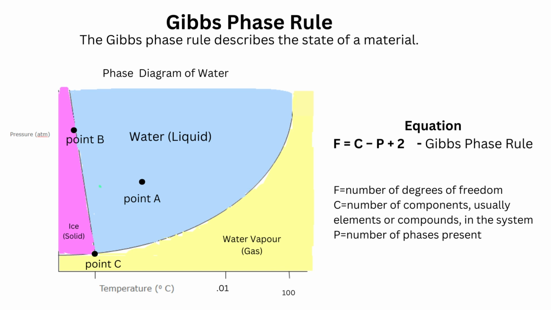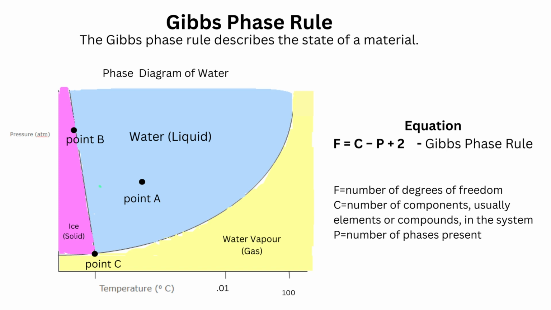Now there is something called Gibbs phase rule. The Gibbs phase rule describes the state of a material. So the equation is the number of degrees of freedom is equal to number of components minus number of phases present plus 2. That is the Gibbs phase rule.